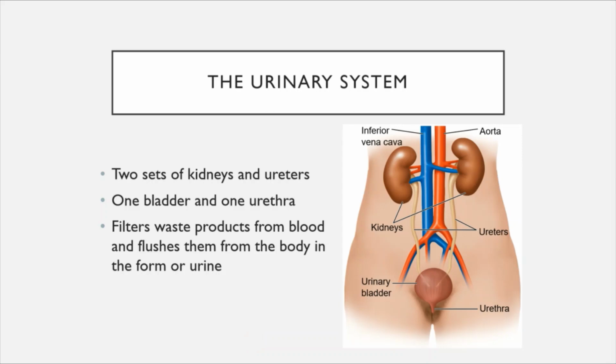The urinary system consists of two kidneys that are responsible for filtering your blood, as well as two ureters from which urine will drain out of the kidneys to the bladder, and then the urethra is the channel through which that urine will ultimately pass out of the body.